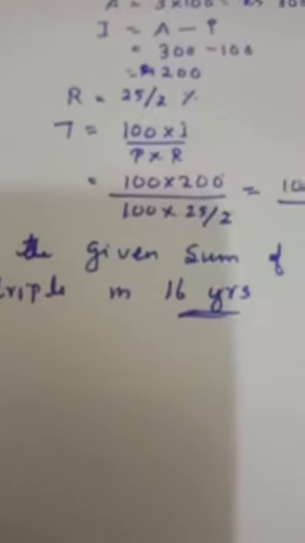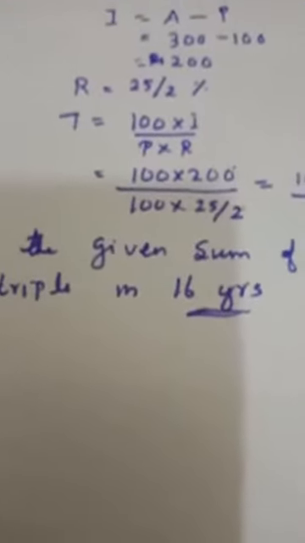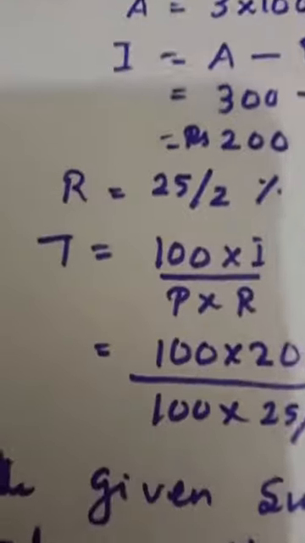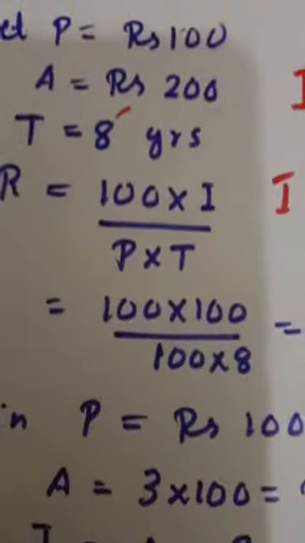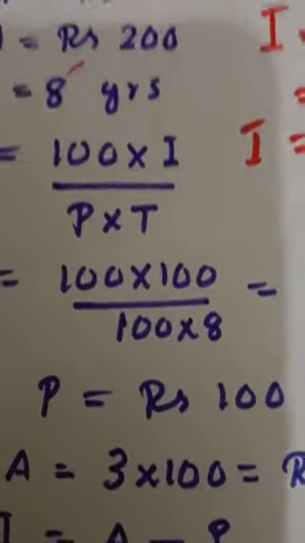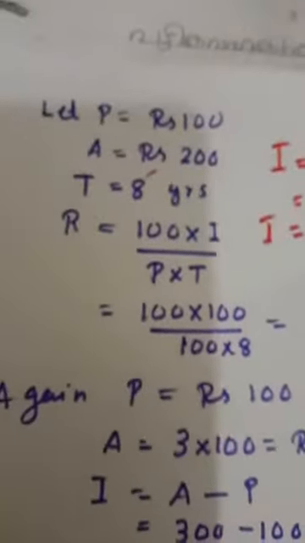Clear? The sum of money will become triple in 16 years. Okay. The time period at which the money becomes 3 times is the question. So it is 16 years. Clear?